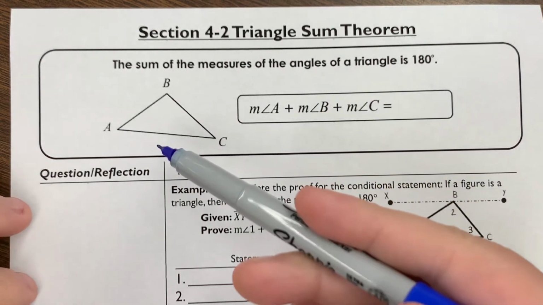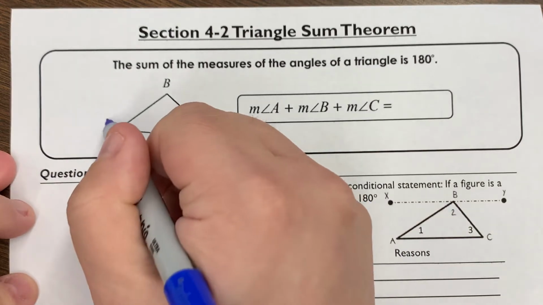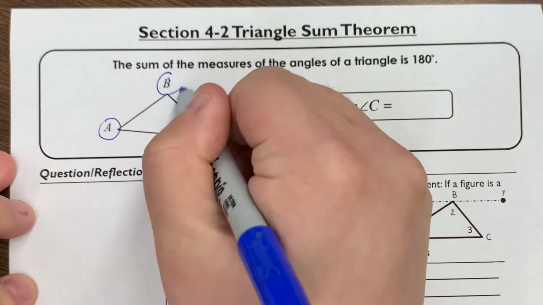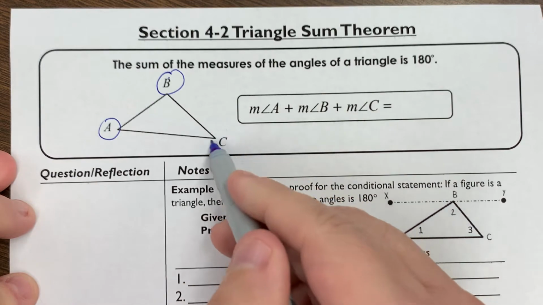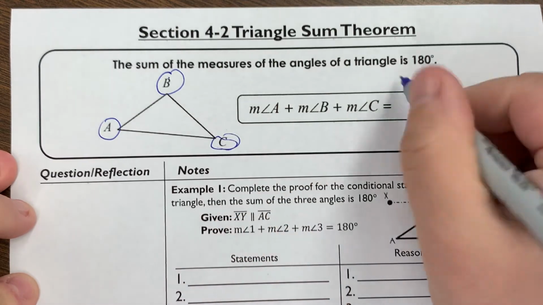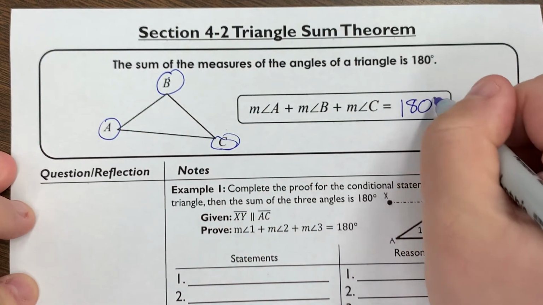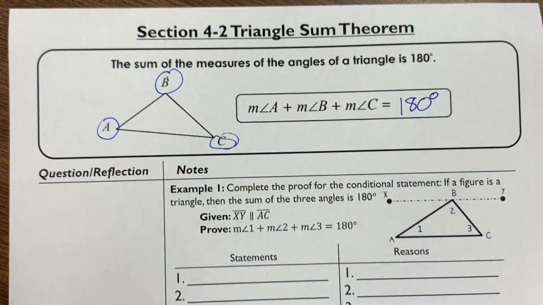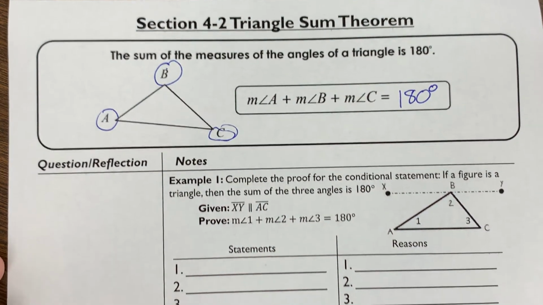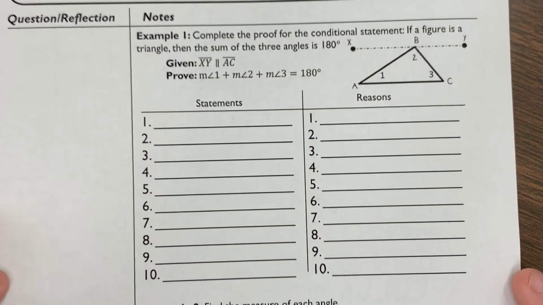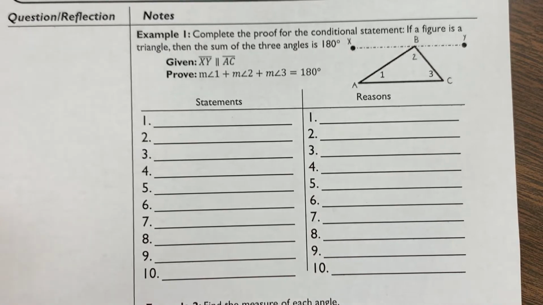In this particular picture, the measure of angle A combined with the measure of angle B combined with the measure of angle C has to total 180 degrees. It is a guaranteed fact. And to prove it, we are actually going to tackle example 1 here, which is the formal proof of how a triangle sums up to 180 degrees.